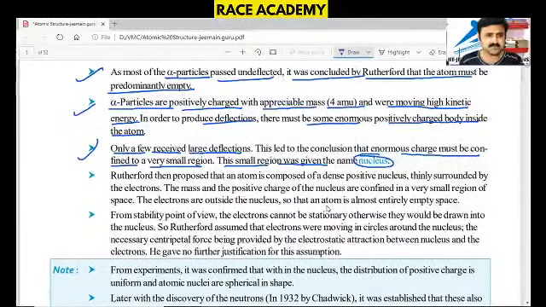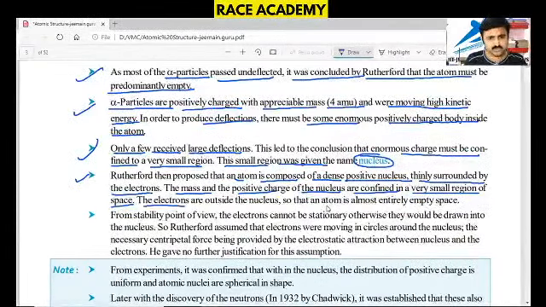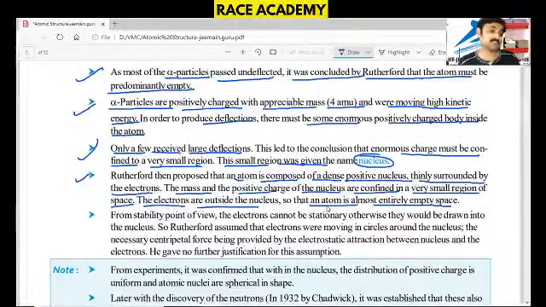Okay, now we'll see the next one. Rutherford proposed that the atom is composed of a dense positive nucleus thinly surrounded by electrons, and the mass and the positive charge of the nucleus are confined in a very small region of space, with electrons outside that nucleus, so that the atom is almost entirely empty space. Why? Because electrons have a negligible mass compared to protons, so almost invisible, we can say, in this assumption.